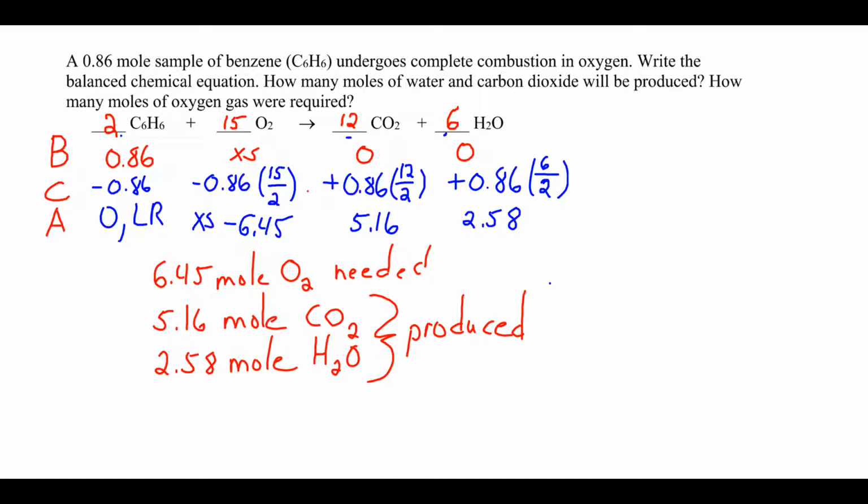Okay, and here we are with our final answers. We have none of our limiting reagent left. We've lost 6.45 moles of oxygen and produced 5.16 moles of CO2, 2.58 moles of water.